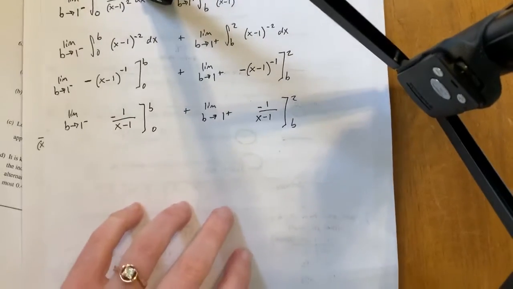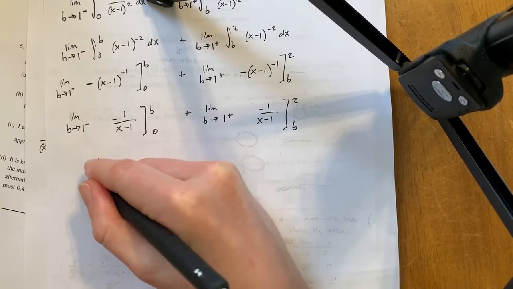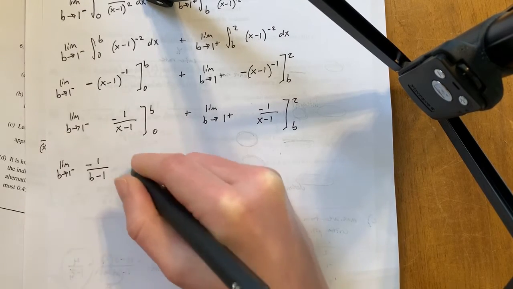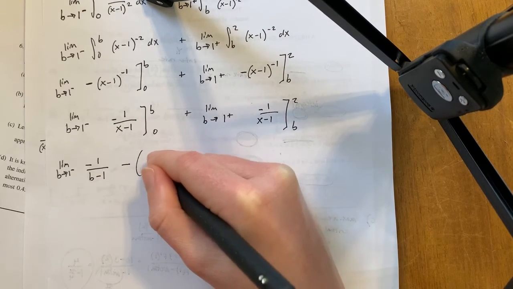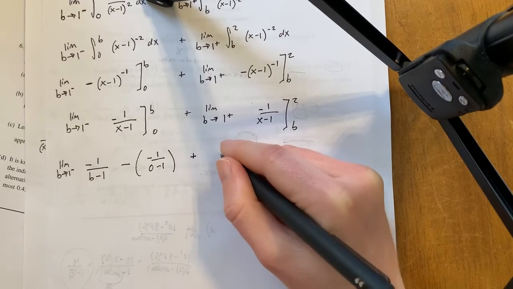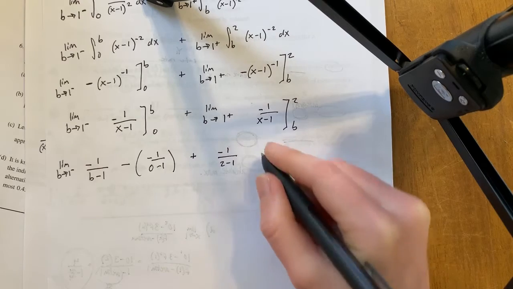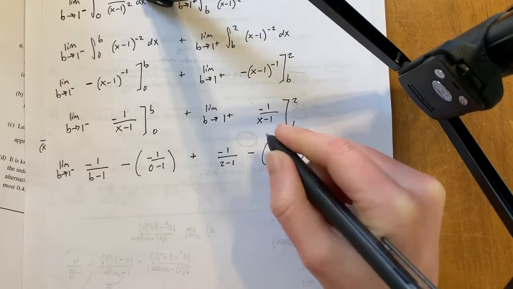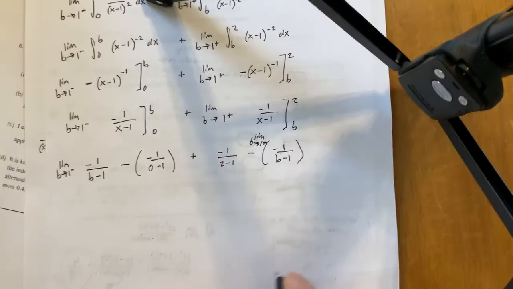So now, when I plug in the top minus bottom, I'm going to get negative 1 over b minus 1. It's the limit as b goes to 1 from the left. Minus negative 1 over 0 minus 1. Plus negative 1 over 2 minus 1. Minus negative 1 over b minus 1. And it's the limit as b goes to 1 from the right of that.